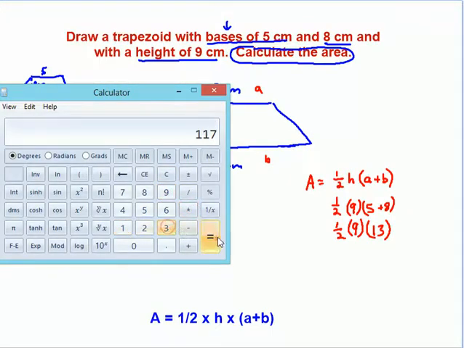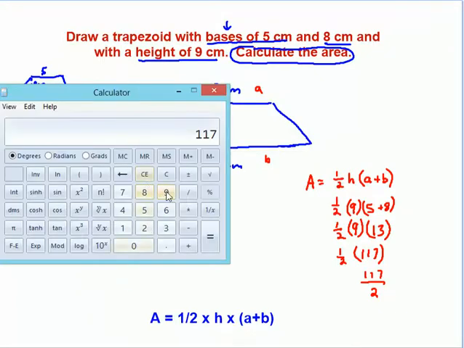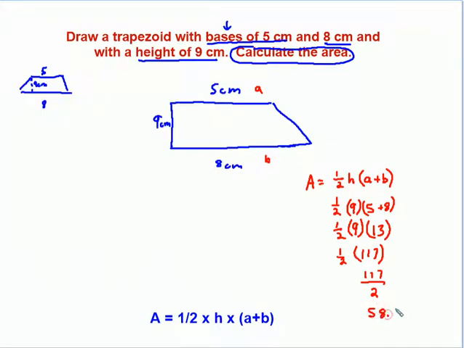And 9 times 13 is 117. So that's going to be 117 times 1/2, which is the same as 117 over 2. 117 over 2, of course, is divided by 2. So I'm going to divide this by 2, and I'm going to get 58.5. 58.5 what, though? And that is going to be centimeters squared, since we're dealing with area. My answer is 58.5 centimeters squared.